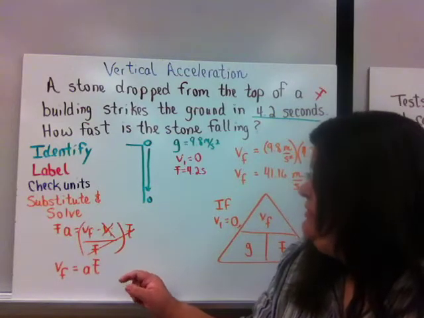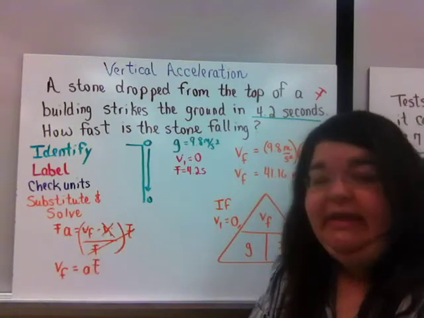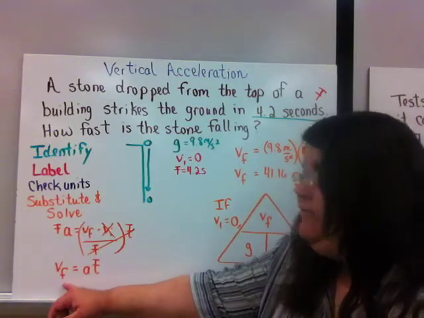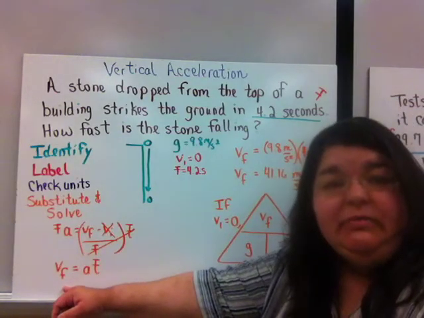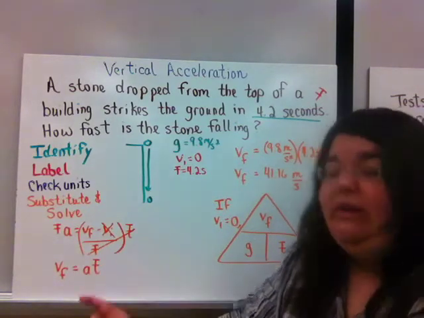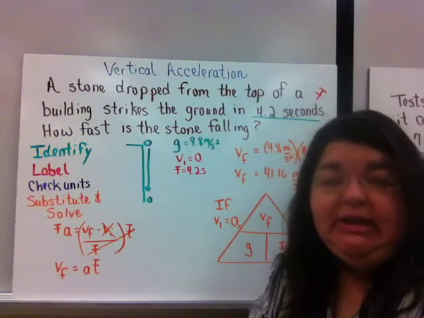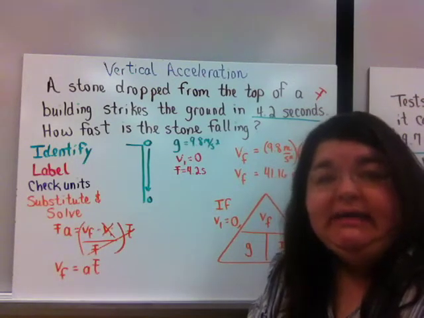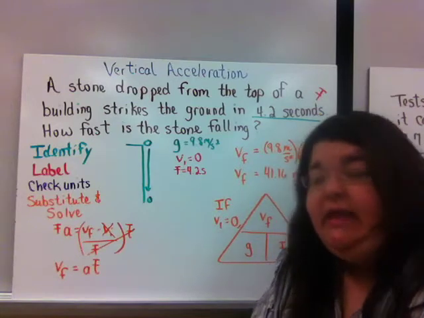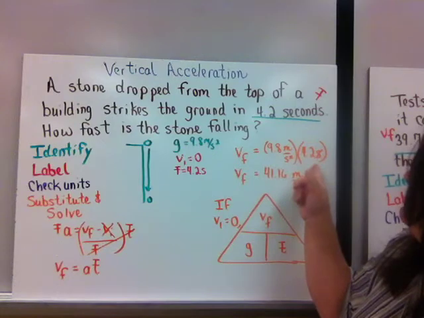So I need to multiply by the time on both sides in order to get the VF by itself. And so now I will be left with a formula that we'll use. VF equals A times T. Now, what is A in this problem? A equals acceleration. And when I'm falling, my acceleration is due to gravity. So I can change this to gravity times time.